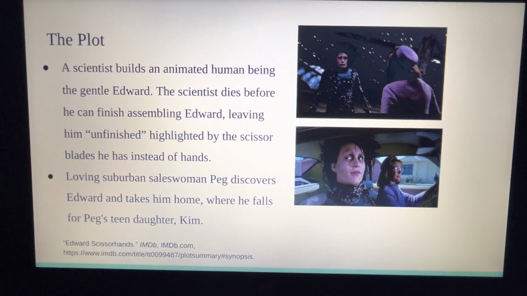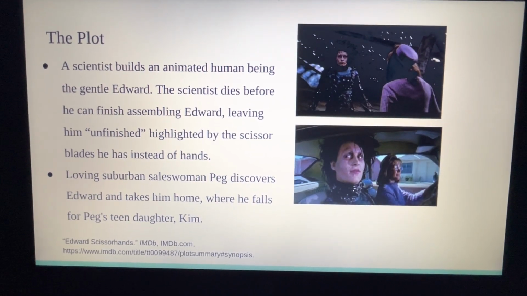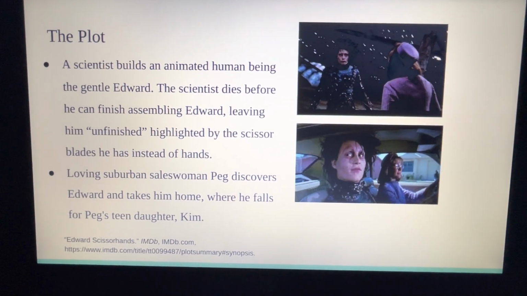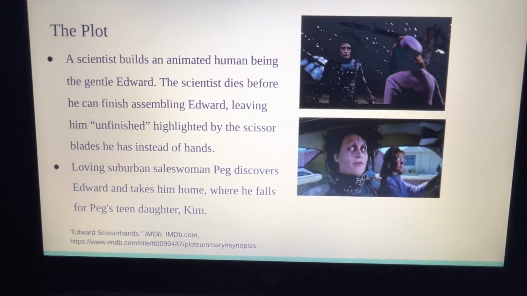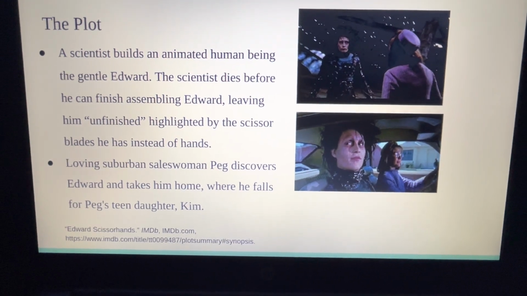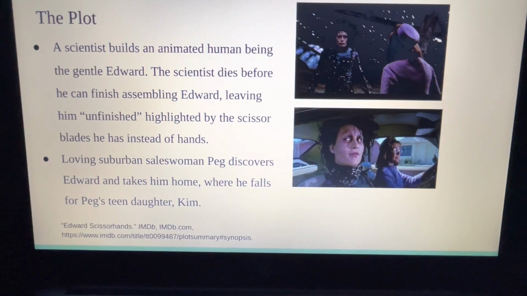The plot. A scientist builds an animated human being, the gentle Edward. The scientist dies before he can finish assembling Edward, leaving him unfinished, highlighted by the scissor blades he has instead of normal hands. A loving suburban saleswoman, Peg, discovers Edward and takes him home, where he falls for Peg's teen daughter, Kim.